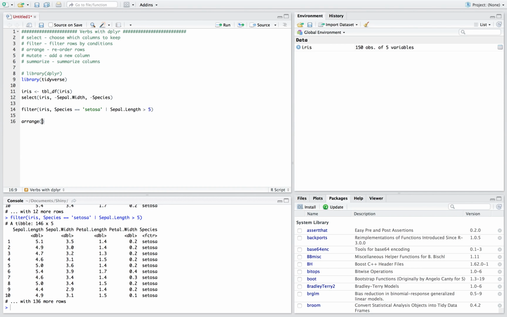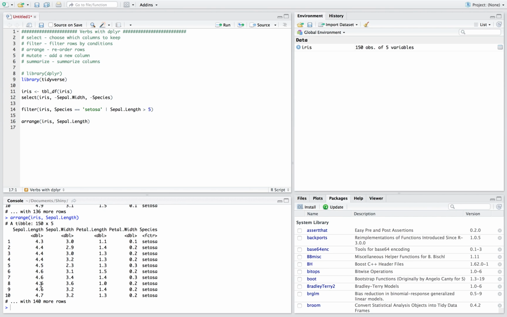So this is similar to the other two methods, right? Select and filter. We put an arrange, and then we put our data frame, so iris. And then we put, how do we want to arrange this? What variable do we want to arrange this by, right? So if we want to arrange by sepal length, what that's going to do is it's going to order the whole data frame in terms of this sepal length. And the way that it defaults is that it's going to go from lowest to highest.